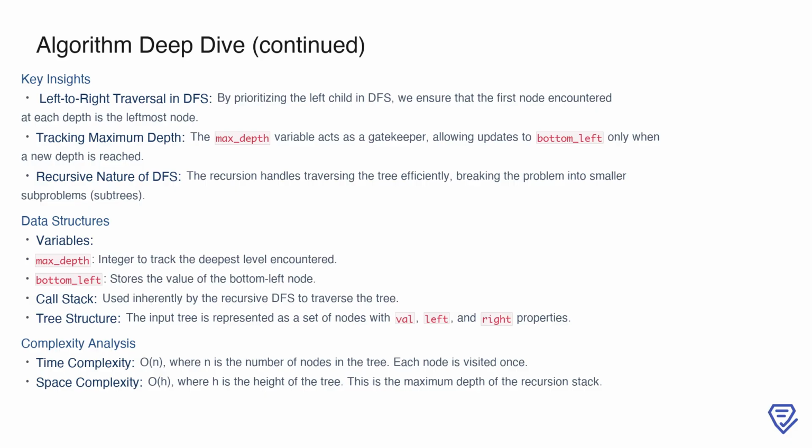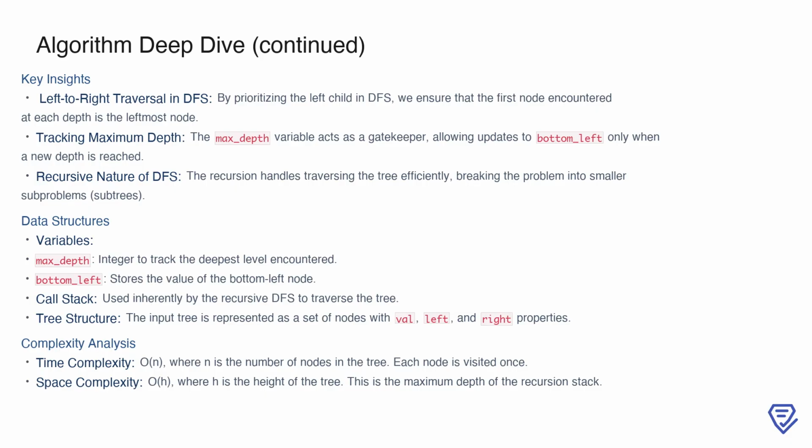The recursive nature of DFS makes it efficient for this task, as it breaks the problem into smaller subproblems, focusing on one subtree at a time. In terms of data structures, the algorithm only requires a few variables, max_depth to track the deepest level, bottom_left to store the leftmost value, and the call stack, which is managed inherently by the recursion. The input tree is represented as nodes with val, left, and right properties.